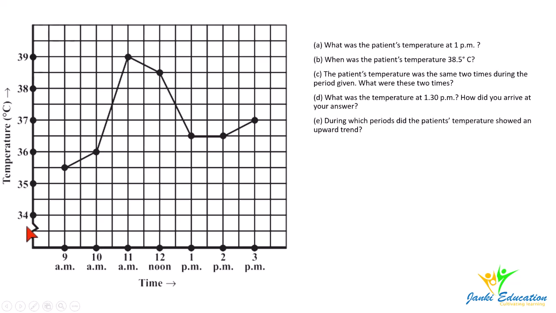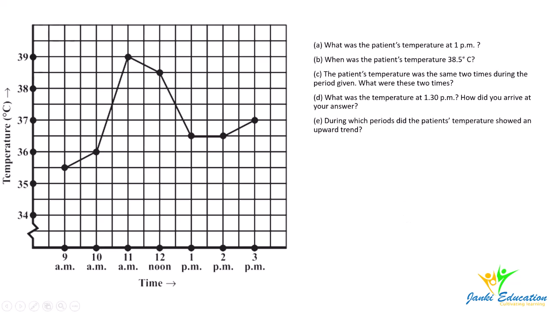About this jagged line, I have already explained in my previous video, and during class also, you have been taught about this. Some points have been plotted over here. So let us start with the first question. What was the patient's temperature at 1 p.m.? The time has been given and we have to find the temperature.